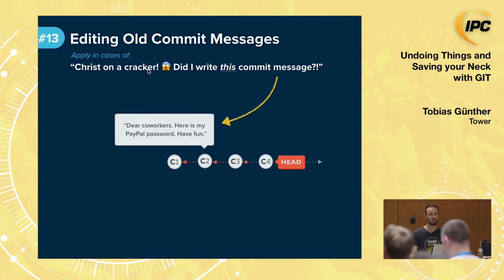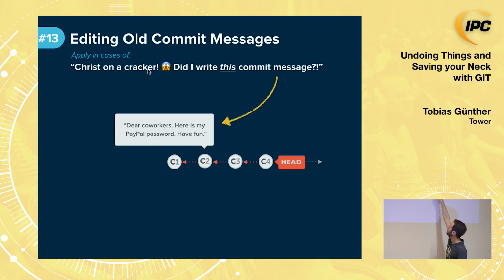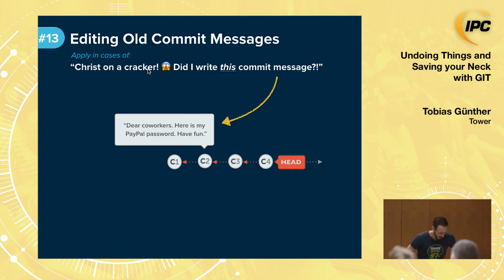So what can you do with interactive rebase? For example, edit an old commit message. And you might say, whoa, wait a minute, we did that in case number 5. That's true. But we edited the very last commit's message. That's easy, git commit amend. But as soon as you go further back in history, you can't use amend, and you have to use interactive rebase for that.